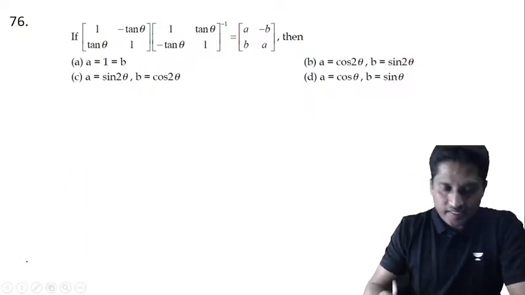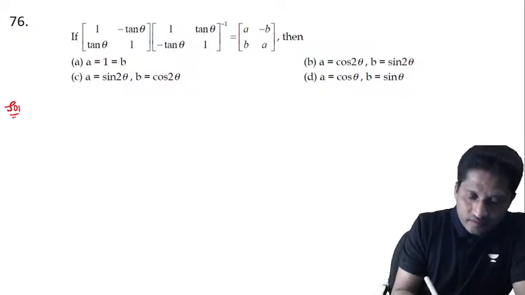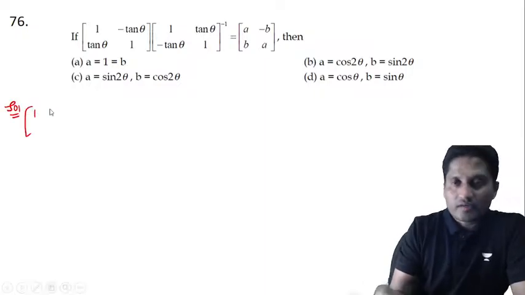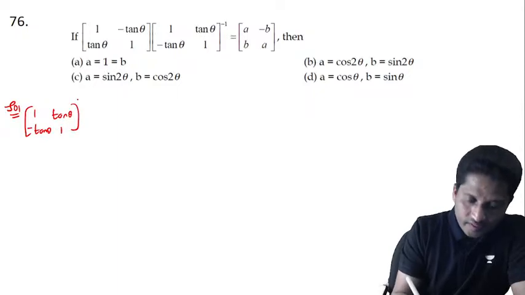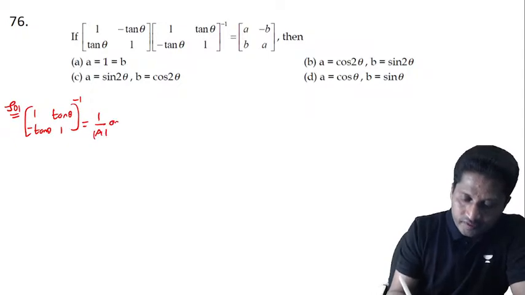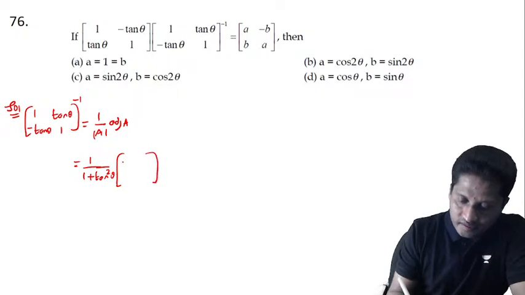Sorry guys, by mistake I erased. A inverse is equal to, let's say if you have, it's a matter of 30 seconds, 1 tan, minus tan, this is 1. If I want to find the inverse of this, 1 by determinant A into adjoint of A. This determinant is 1 plus tan square, into adjoint. That is interchange the diagonal elements and change the sign of other elements. This is 1, 1, minus tan will become plus tan, plus tan will become minus tan.